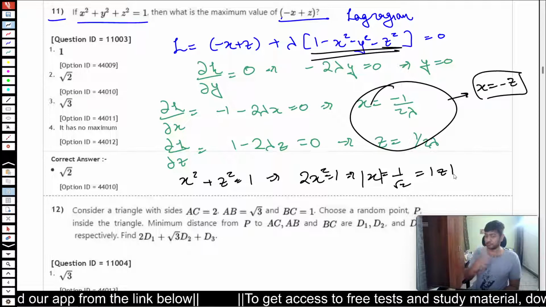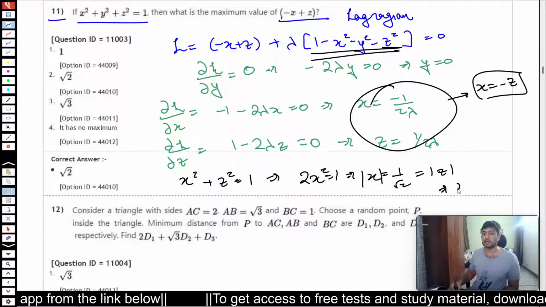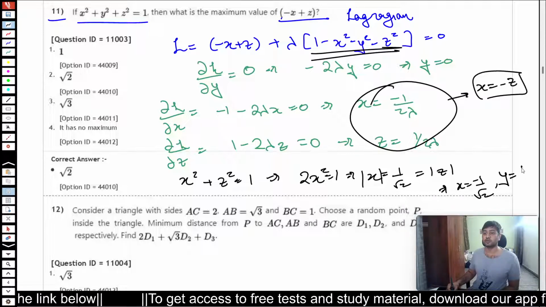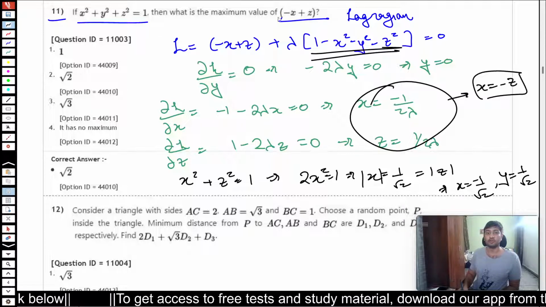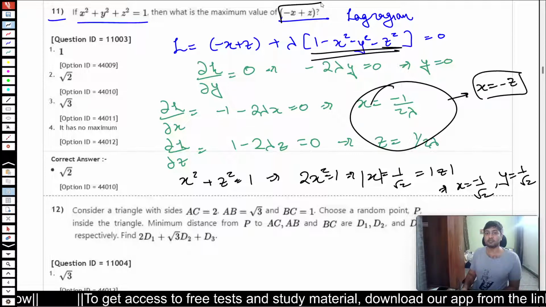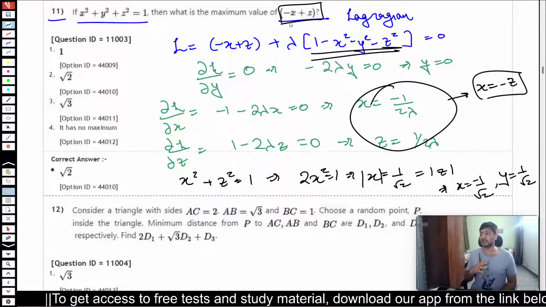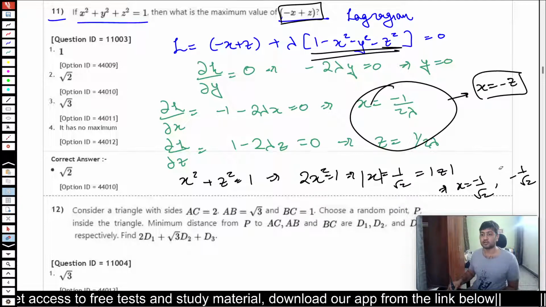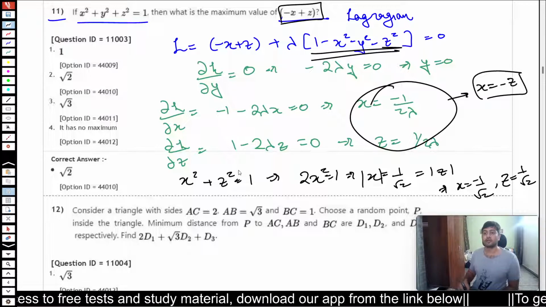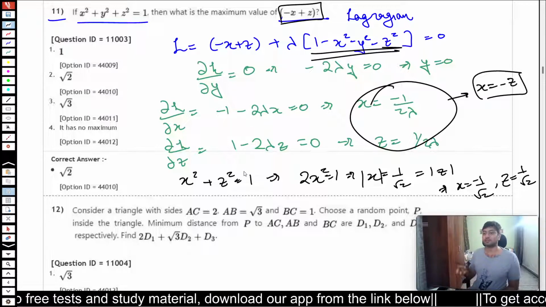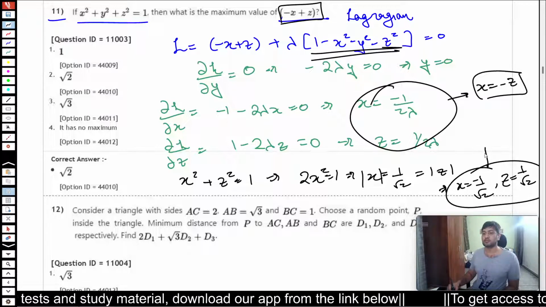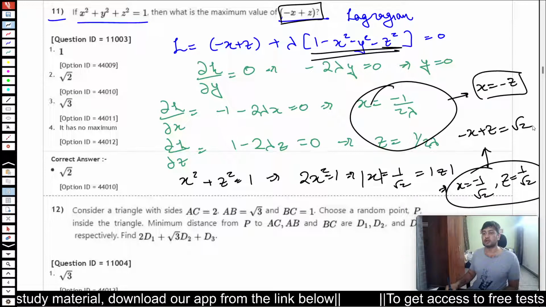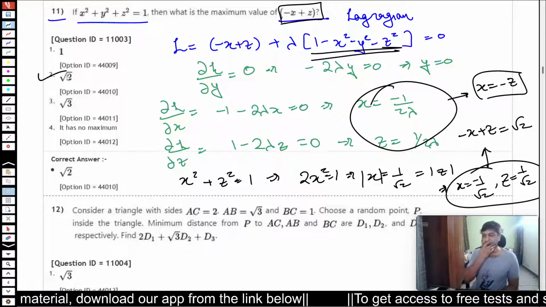Now finally this implies that x must be equal to minus 1 by root 2 and z must be equal to 1 by root 2, because you want to maximize minus x plus z. So x should be negative, z should be positive. Then the maximum value of minus x plus z just turns out to be root 2. So that's your answer.